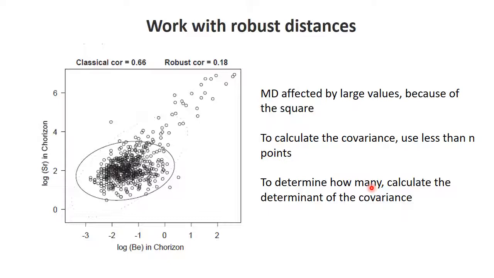To determine that, what we'll be calculating is the determinant of the covariance matrix as we are removing data from our analysis. Because the determinant essentially is a variance of the covariance, and we'd like this variance of the covariance to stabilize. What we expect is that as we start removing outliers, this variance starts to stabilize. And that's what we were hoping for.